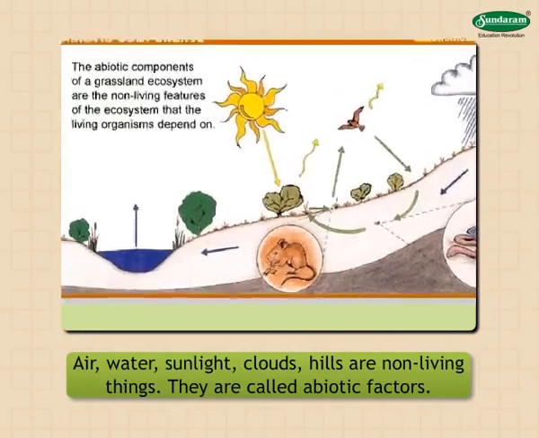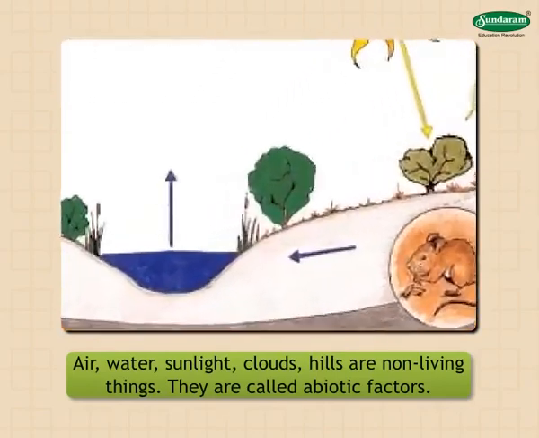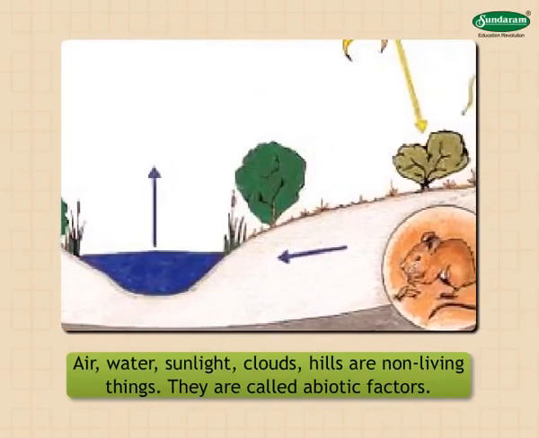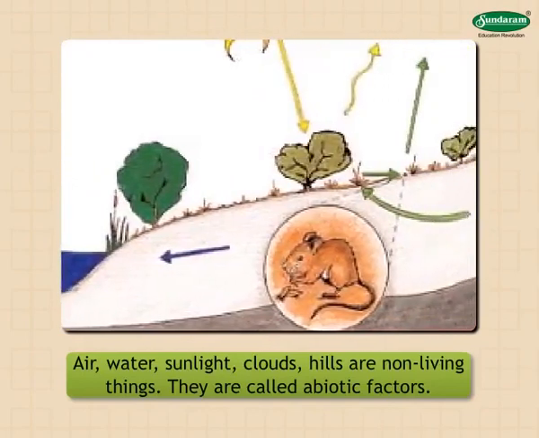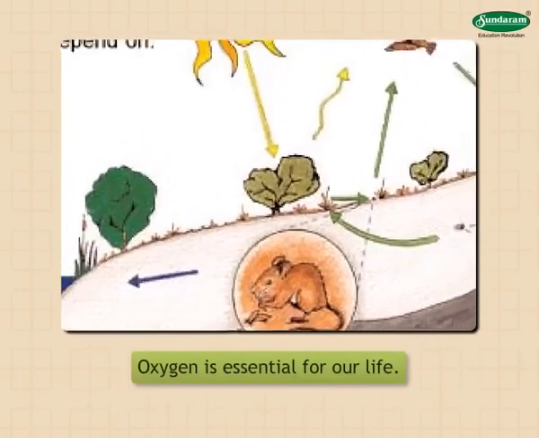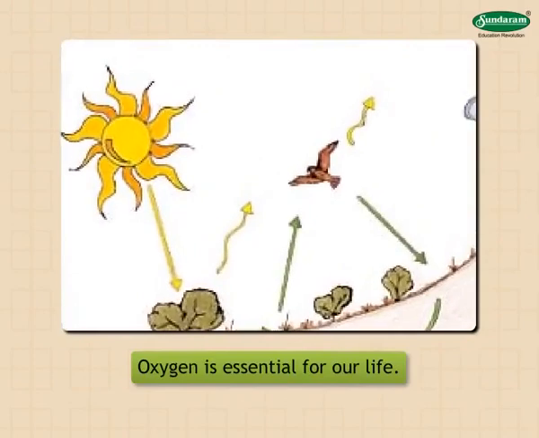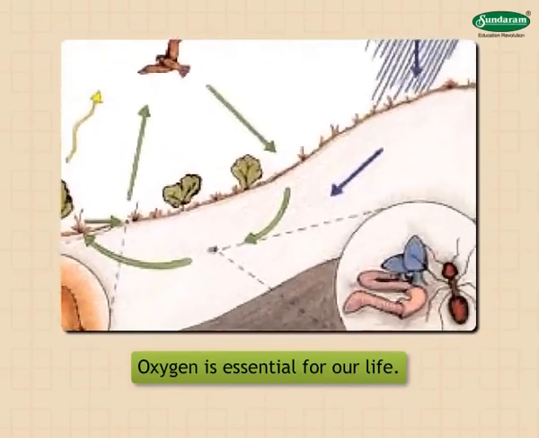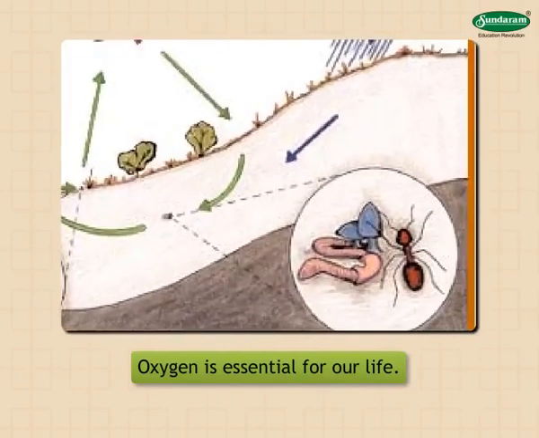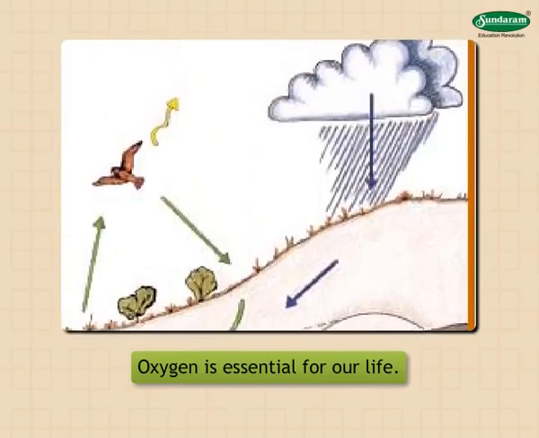The biotic and abiotic factors are related to one another. Try to understand this relationship with the help of the following example. Oxygen is essential for our life. This we get from the air, which is abiotic. This means the abiotic factors, like air, are useful to biotic factors.